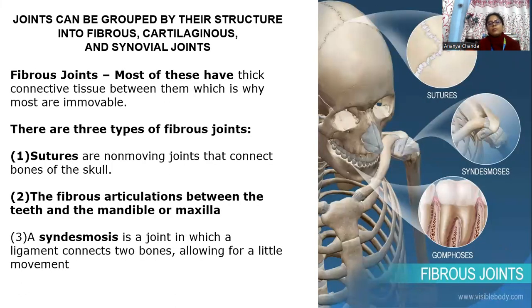So in a fibrous joint, most have thick connective tissue between them, which is why most are immovable. There are three types of fibrous joints. Sutures are non-moving joints that connect the bones of the skull. And the syndesmosis is a joint in which a ligament connects the bones, allowing for a little movement.